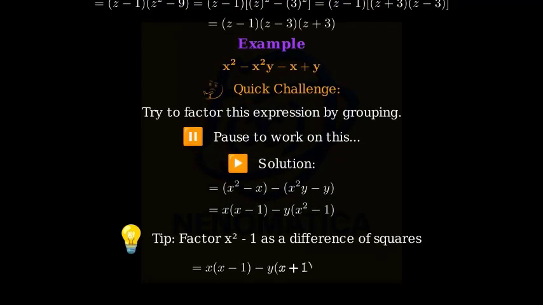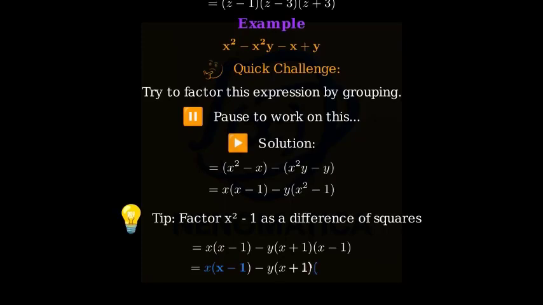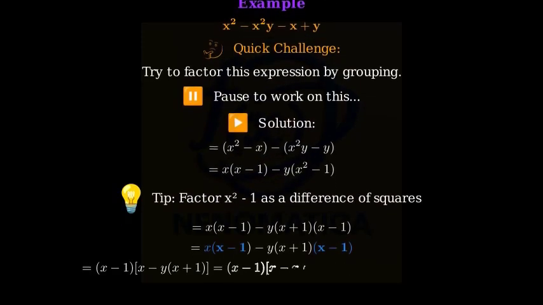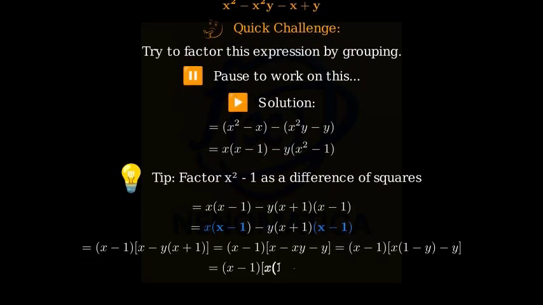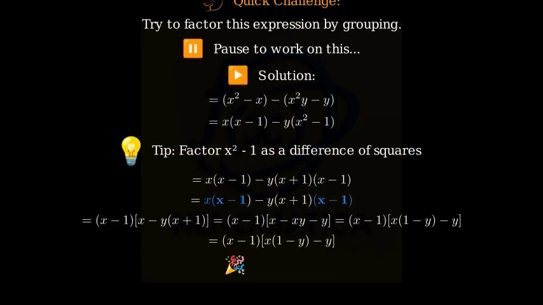This gives us minus y times open parentheses x plus 1 close parentheses times open parentheses x minus 1 close parentheses. Now we can see that both groups have x minus 1 as a common factor. Factoring it out, we get open parentheses x minus 1 close parentheses times open parentheses x minus y times open parentheses x plus 1 close parentheses close parentheses.